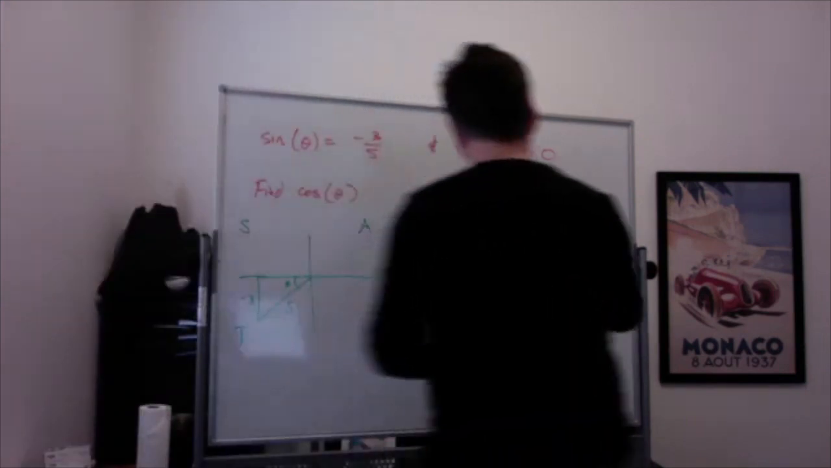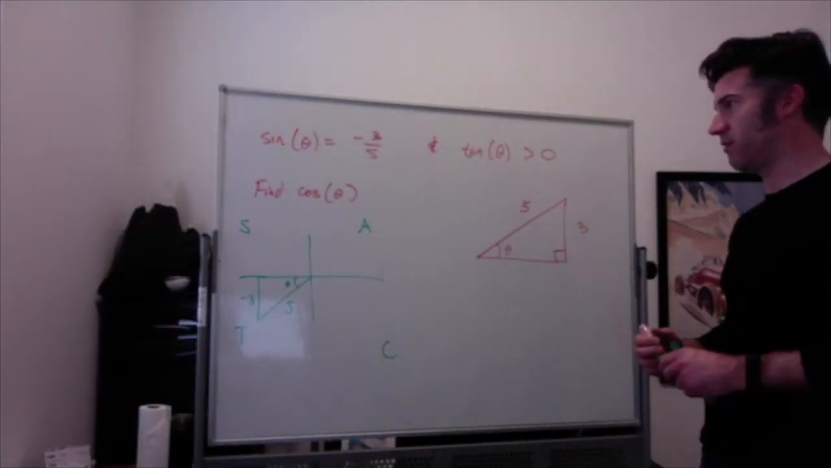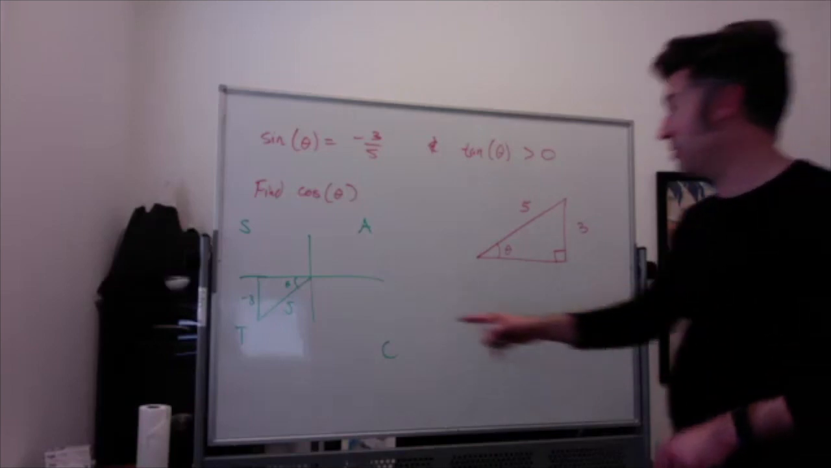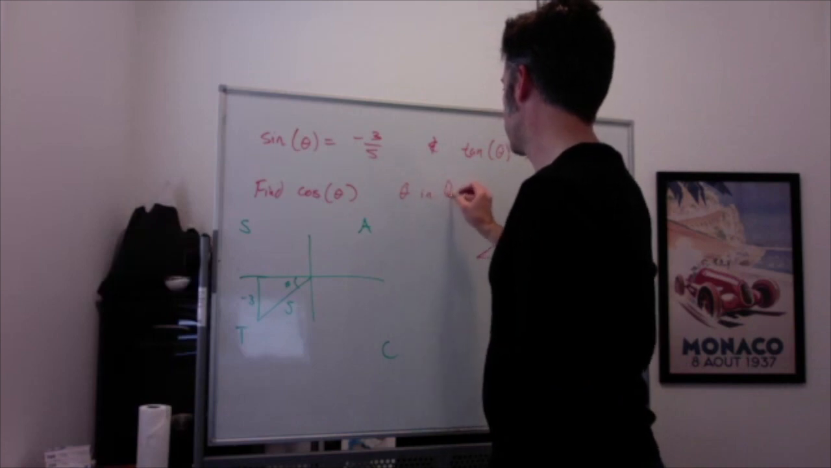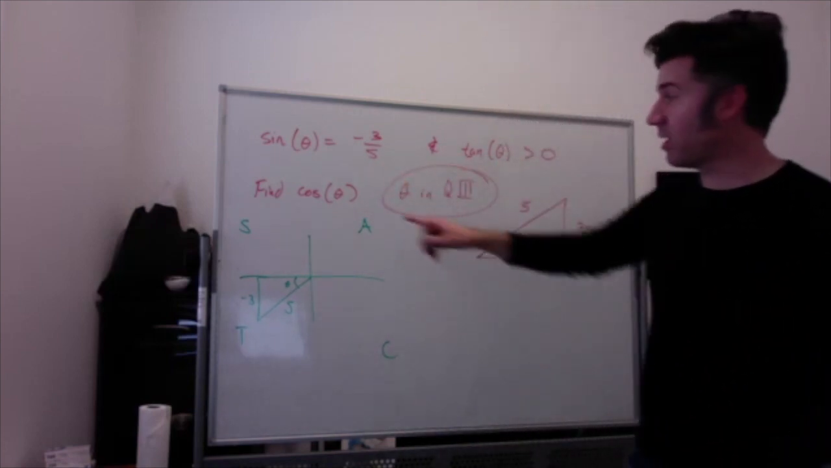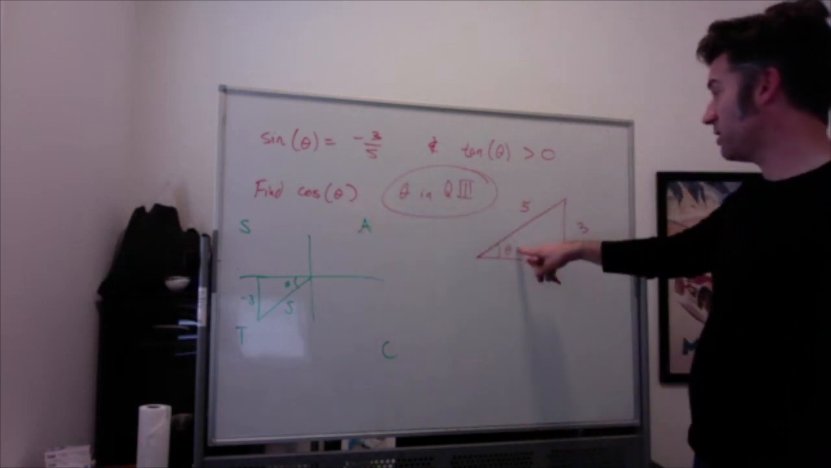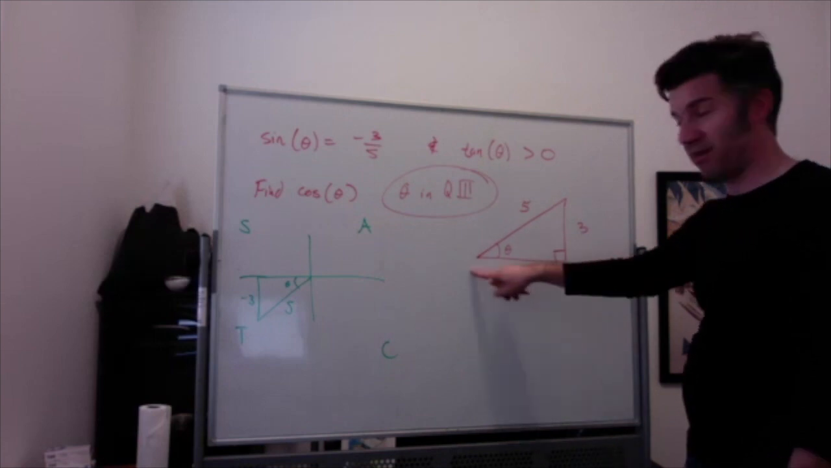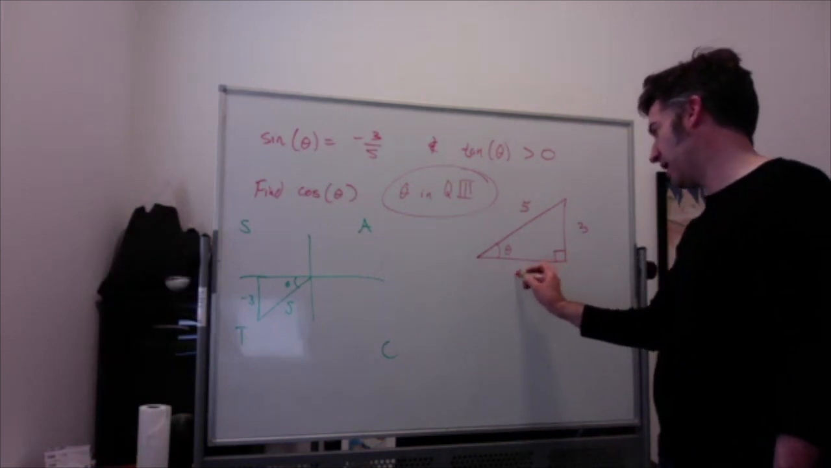So I'm going to do it like this and say, okay, well, I know sine is -3/5. I know tangent is positive. So I know that I'm in quadrant 3, which means I know that cosine has to end up being negative. But to find cosine of this angle, I do have to find this side, which means I have to use the Pythagorean theorem. So to find this side, let's call it A.